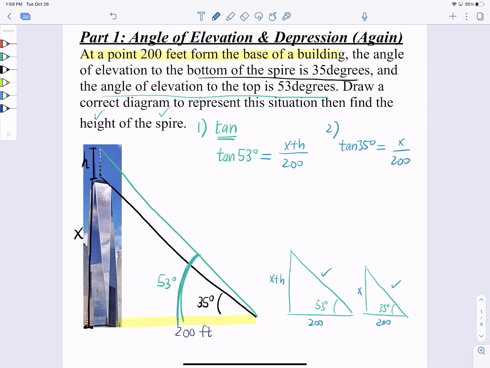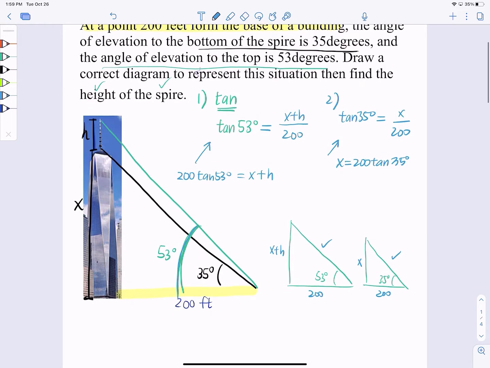I don't know, okay? So you guys, let's take equation 2, and let's set it equal to x. x is going to be 200 tan 35 degrees. And you know what? I'm not going to calculate this right now. I'm going to say every time I see an x, I'm going to plug in 200 tan 35, because I know this is some sort of constant value. Okay? All right. Now, I'm going to go to equation 1, and I'm going to multiply by 200. 200 tan 53 degrees is equal to x plus h. All right? Because we're trying to find h.